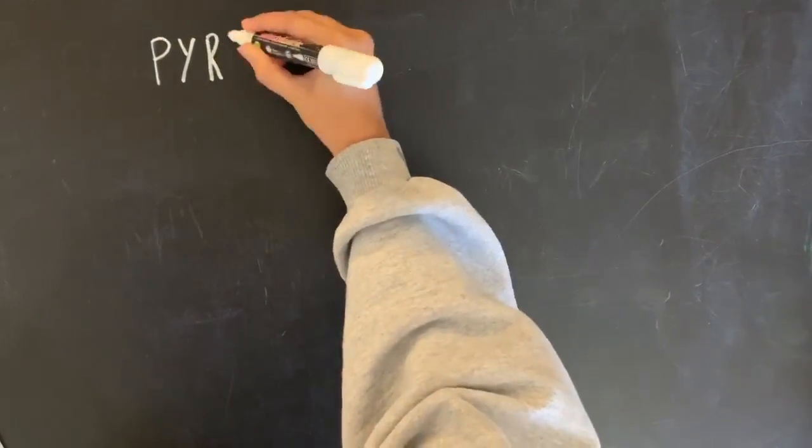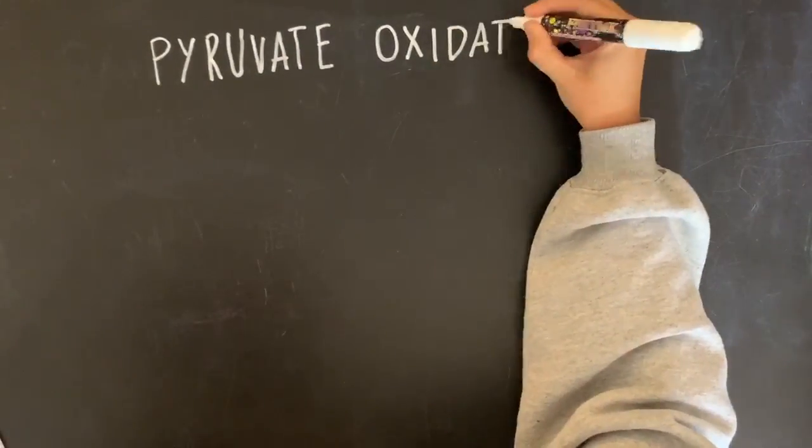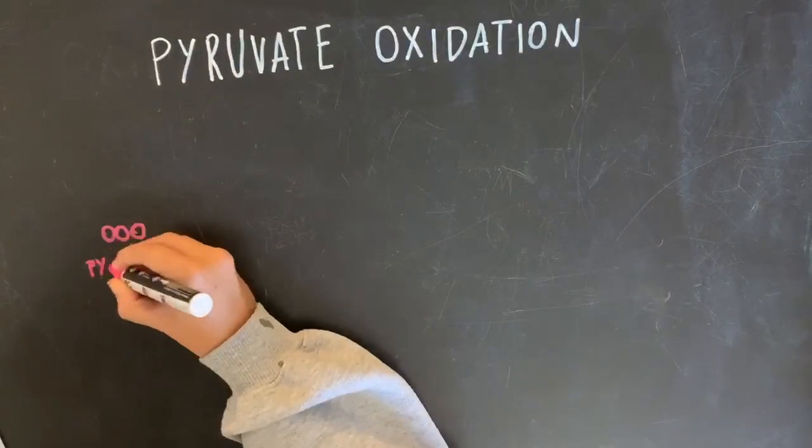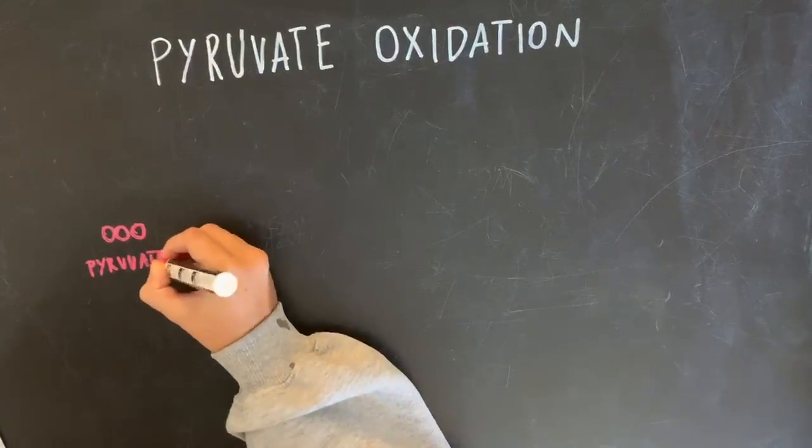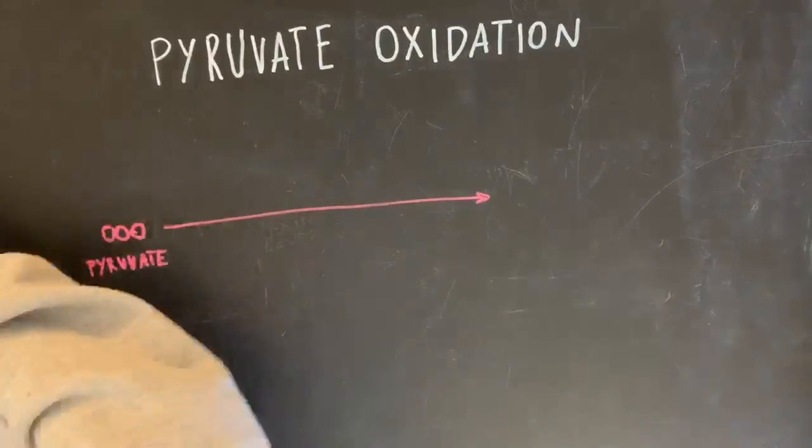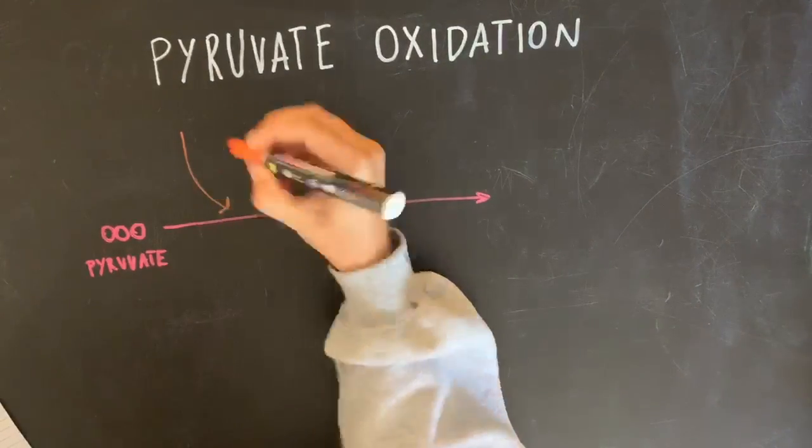Pyruvate oxidation is when a pyruvate is converted to acyl CoA. It also releases a molecule of CO2 and reduces an NAD+ to NADH. A pyruvate is 3 different carbons linked together.